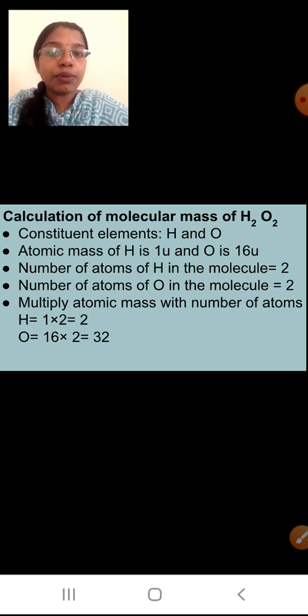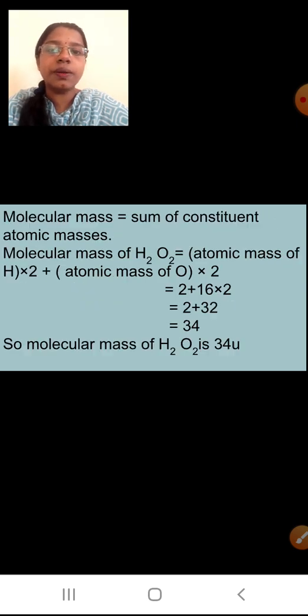Number of atoms of hydrogen, how many are there? 2. Number of atoms of oxygen in the molecule, how many? 2. Right. So hydrogen will become 1 multiplied by 2 and oxygen will become 16 multiplied by 2, which is equal to 32.